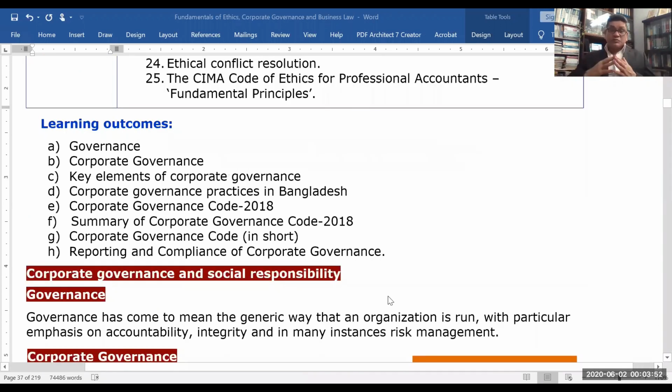So the learning outcomes should be: corporate governance, key elements of corporate governance, corporate governance practice in Bangladesh, and the Corporate Governance Code 2018, which is the latest version of the corporate governance code from the Bangladesh Securities and Exchange Commission. We will also cover a summary of the corporate governance code, and report and compliance of corporate reports. So let us start.